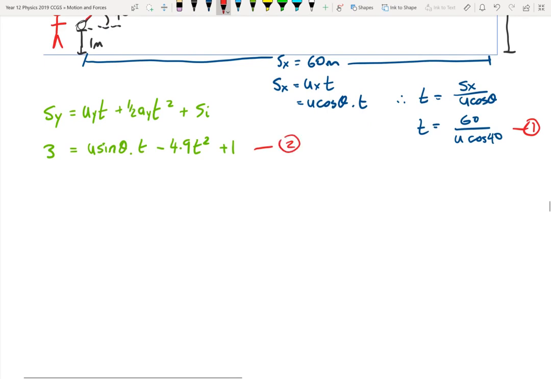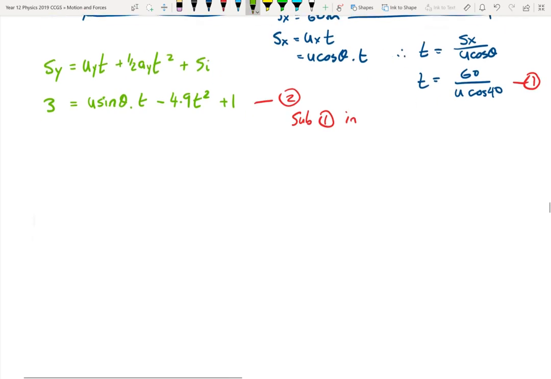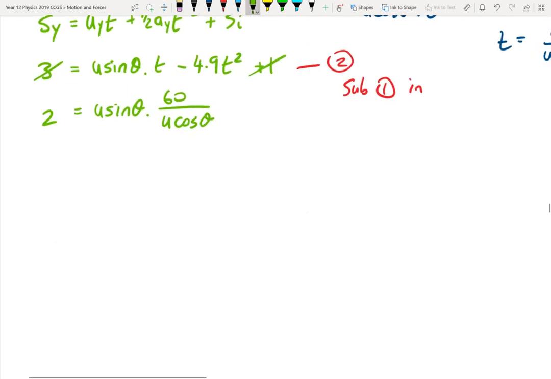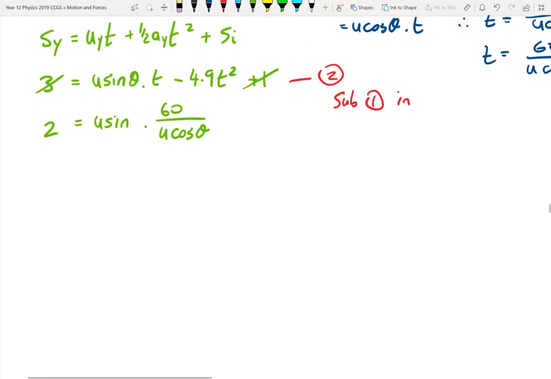We're going to sub 1 into 2. And it's going to look nasty, but let's just write it out for what it is. We're going to get 3. I'm going to put the 2 on this side. Cancel him. Okay. 2 equals u sine theta times 60 on u cos theta. Shall I write 40? Yeah, let's write 40. Sorry about that. Minus 4.9 bracket 60 on u cos 40 squared.